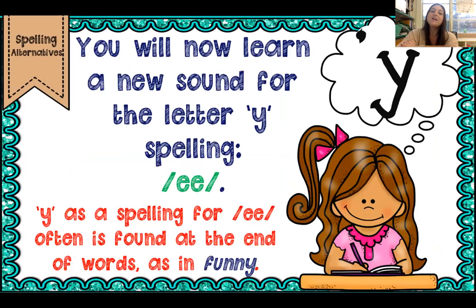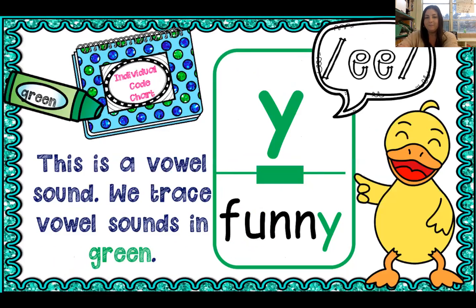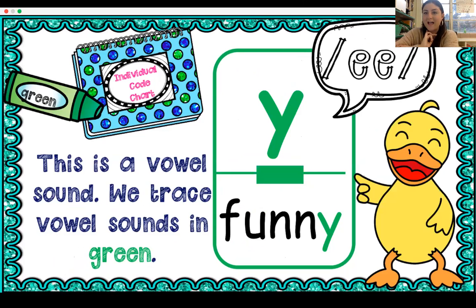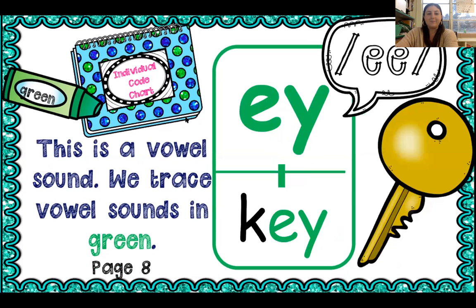You will learn 2 new sounds for the spelling of Y. The first one is the E sound. Y as a spelling for E is often found at the end of words, such as funny. So when Y says the E sound, notice my power bar. It happens sometimes, not all of the time, but sometimes, for the E sound. It's green because it's a vowel. Remember, we have vowels in green because they let air through. E.